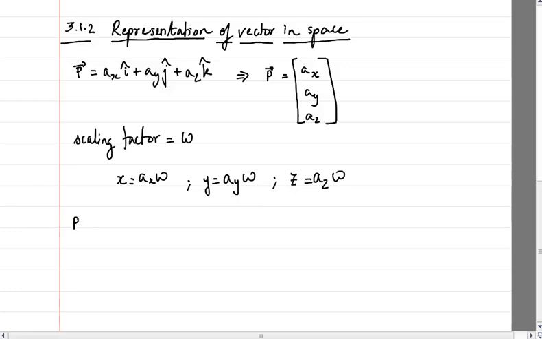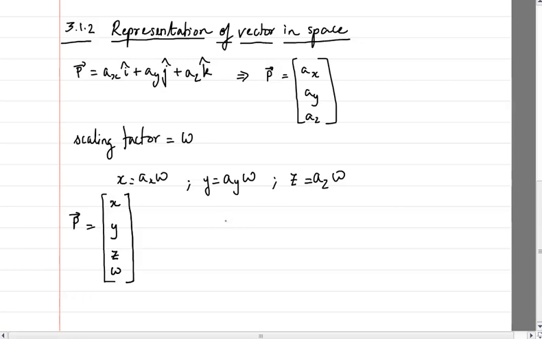Then we can represent the same vector p in matrix form with the help of four values. Instead of ax, ay, az, we can have x, y, z, and the last value is going to be w, which is the scaling factor. Now if we have got this, the good thing is we can always find the original vector by just dividing x, y, and z by w.